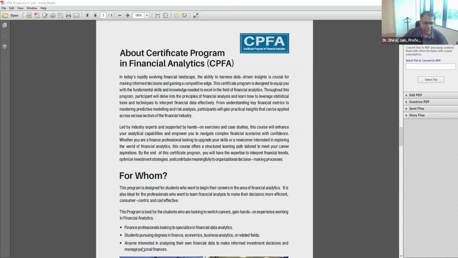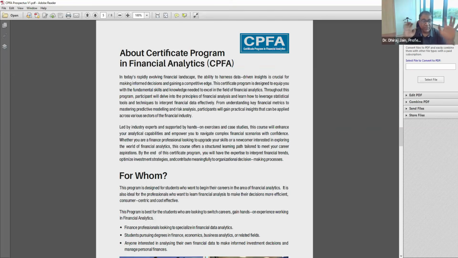So number one is finance, number two is analytics. And then we try to use data analytics on finance. We teach you data analytics on finance and try to extract more valuable information. So here we'll delve into principles of financial analysis. Number one, we learn how to use statistical tools and techniques on financial data, and then, using certain financial metrics, try to understand, try to predict, try to create certain models, and also get insights into this financial industry.